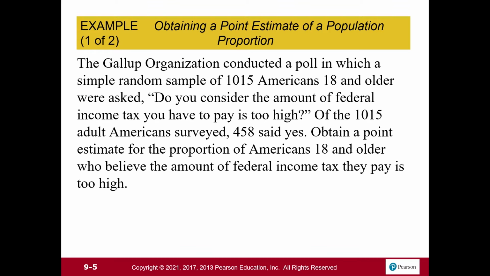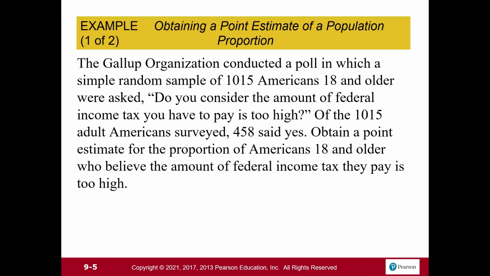So here we have an example of how to obtain the point estimate of a population proportion. It says the Gallup organization conducted a poll in which a simple random sample of 1,015 Americans 18 and older were asked, do you consider the amount of federal income tax you have to pay is too high? Of the 1,015 adult Americans surveyed, 458 said yes. Obtain a point estimate for the proportion of Americans 18 and older who believe the amount of the federal income tax they pay is too high.